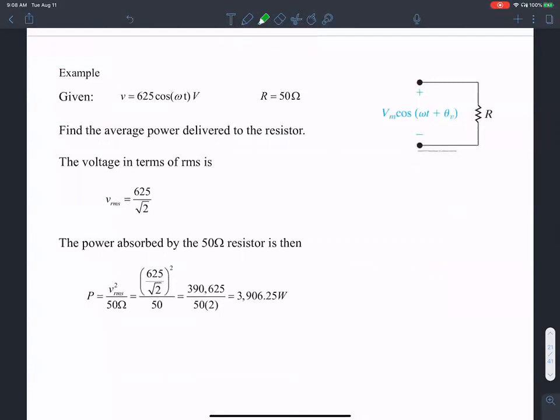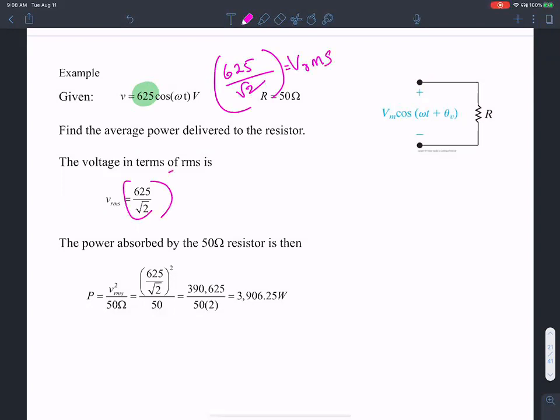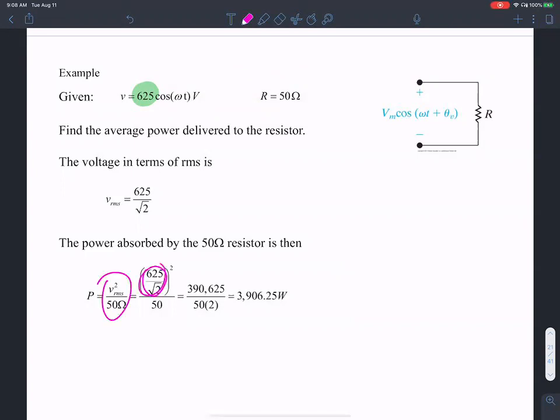What is the average power delivered to the resistor? The average power delivered in this case is V squared RMS over R. Vm over root 2 is the RMS voltage. That squared gives you VRMS squared over R, V squared over R, which gives you the power. So it's easy to calculate the power, V squared over R, except for V we use the RMS voltage, the root mean squared value.